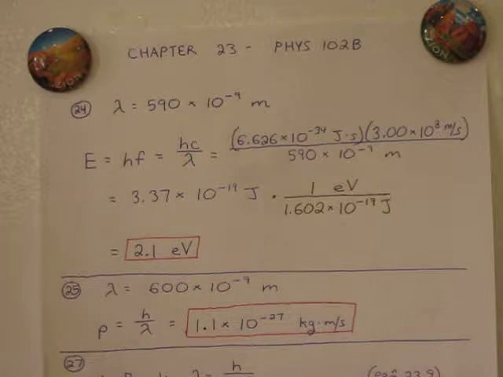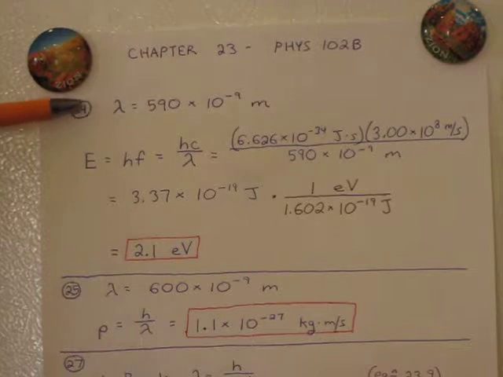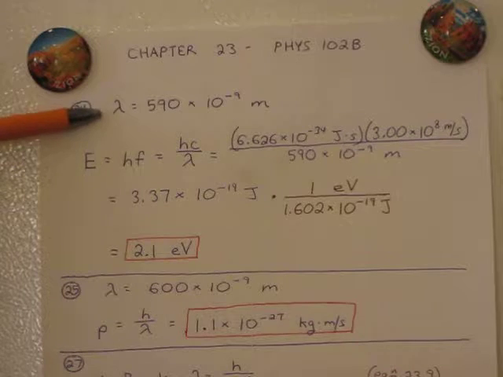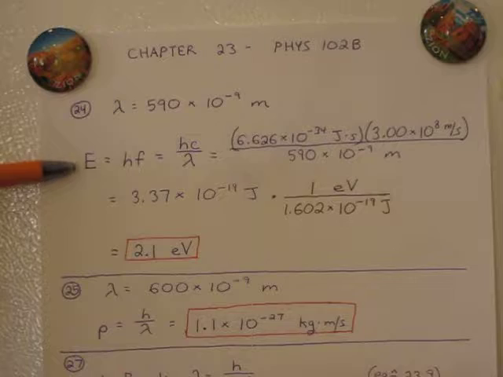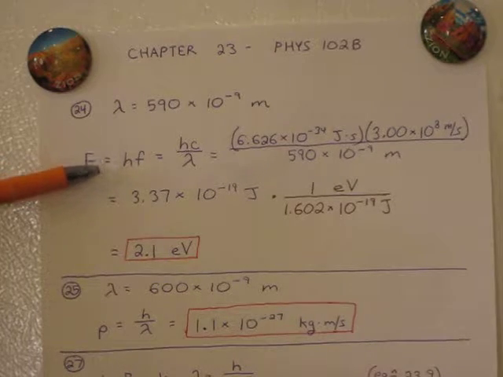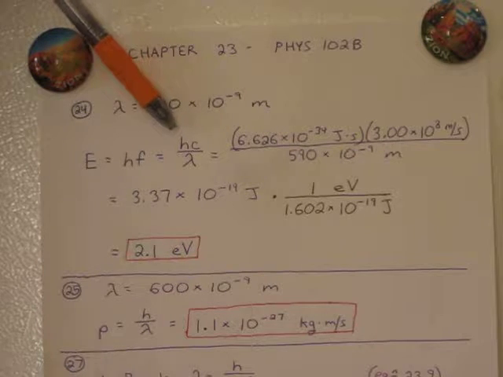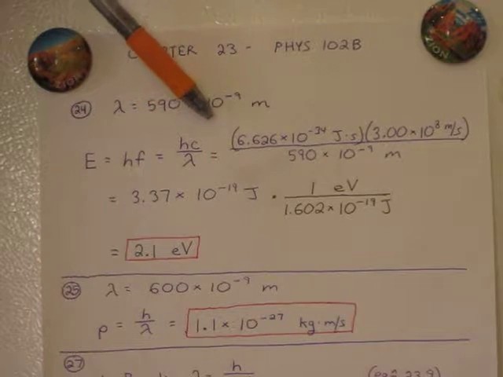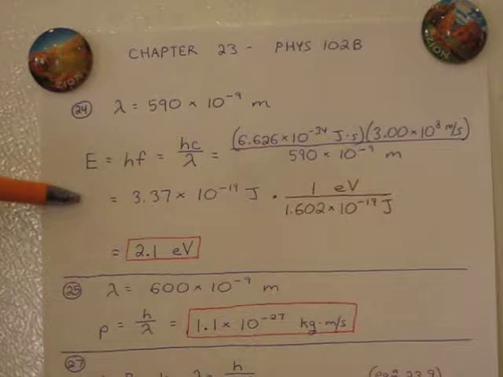We start with number 24. What is the energy of a photon with a wavelength of 590 nanometers? So we need this in meters, kilograms, seconds, MKS units. So we'll have 590 times 10 to the negative 9 meters. We'll use the formula for energy: Planck's constant times frequency, or Planck's constant times speed of light divided by wavelength, because frequency is speed of light divided by wavelength. And there are the numbers that you plug in, and you get 3.37 times 10 to the negative 19 joules.